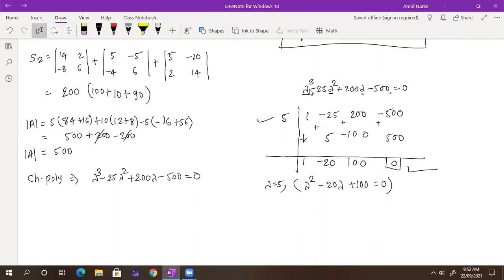For my next root, again we have only 3 coefficients. So 3 coefficients means the maximum degree is 2. I start with lambda square, then the next coefficient into lambda, plus 100 into lambda raised to 0, that is nothing but 1. Now got it?